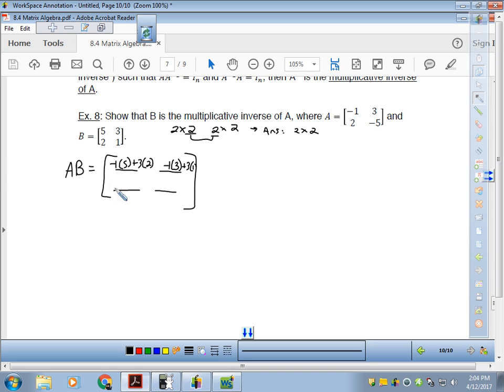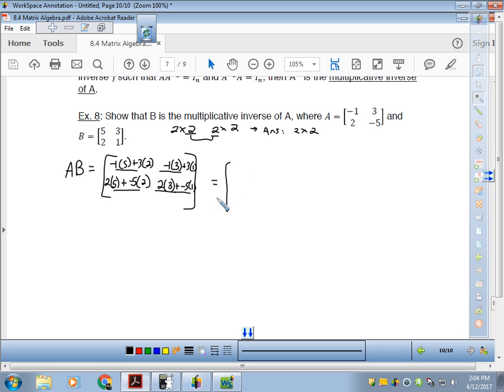Down here, this is row 2, column 1. So we would take row 2, which is 2, negative 5, multiply it by column 1, which is 5, 2. So we would have 2 times 5 plus negative 5 times 2. And then in our last spot here, this is row 2, column 2. So I'm going to take row 2, which is 2, negative 5, multiply it by column 2, which is 3, 1. So we'll have 2 times 3 plus negative 5 times 1.